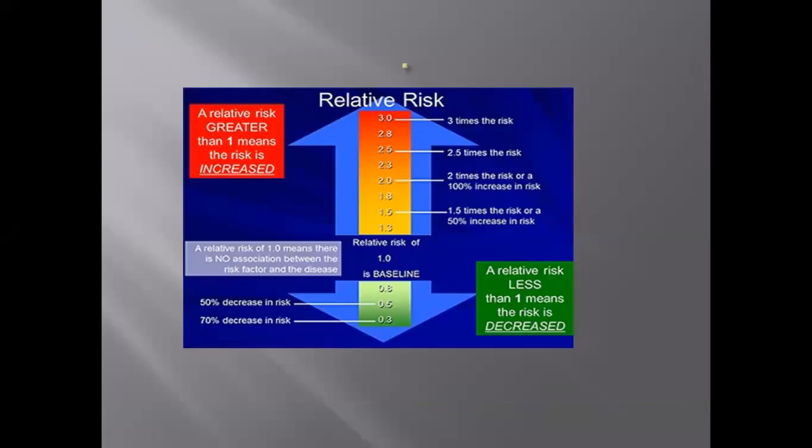Here you can see the explanation of the relative risk. A relative risk of 1.0 is the baseline. If the relative risk is greater than 1, it means the risk is increased. A relative risk of 1 means there is no association between the risk factor and the disease, and a relative risk less than 1 means that the risk between the factor and the disease is decreased. And if the relative risk is more than 1, we can say 2 or 3, it will be 2 or 3 times more risk of having a disease due to that factor.